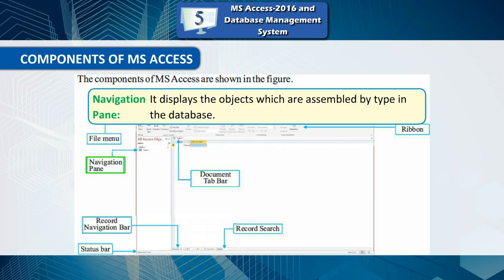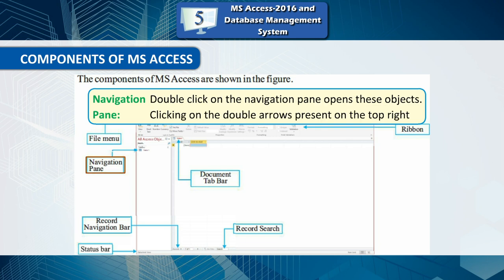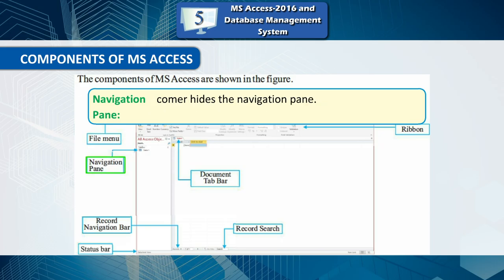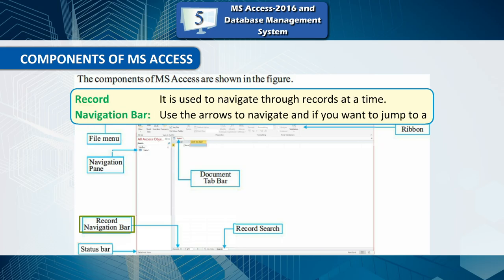Navigation pane. It displays the objects which are assembled by type in the database. Double-clicking on the objects in the navigation pane opens them. Clicking on the double arrows present on the top right corner hides the navigation pane.